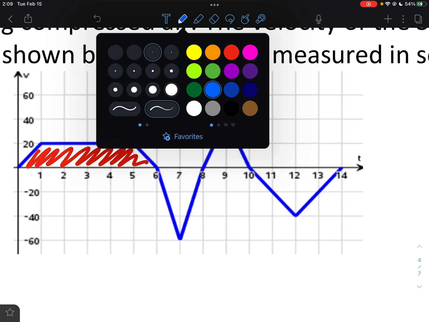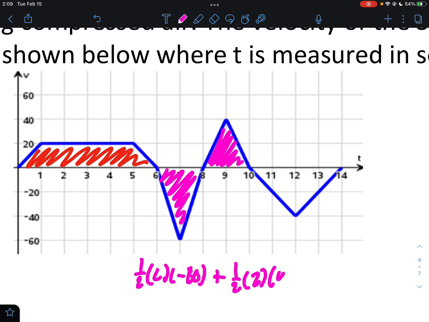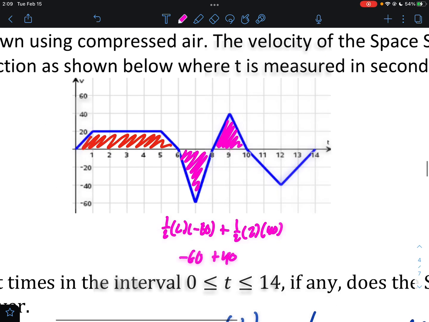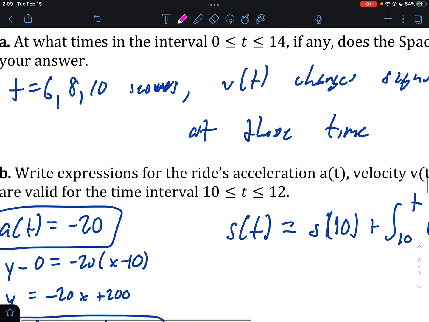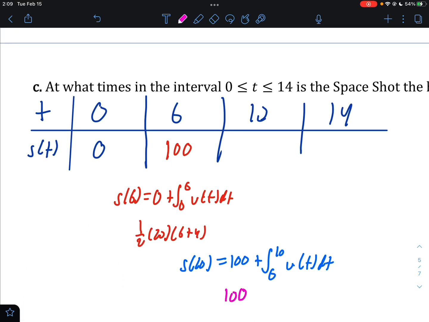Okay, so for this one, 6 to 10 would be 1/2 times 2 times negative 60 plus 1/2 times 2 times 40. So negative 60 plus 40, or negative 20. So this is 100 minus 20. The position at 10 would be 80.